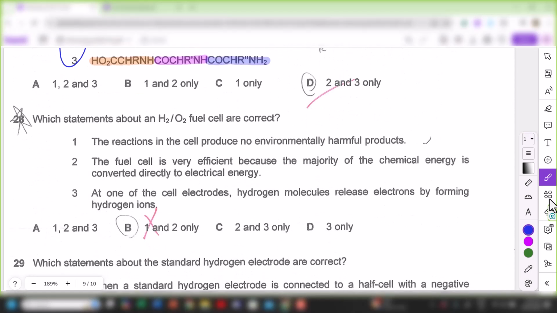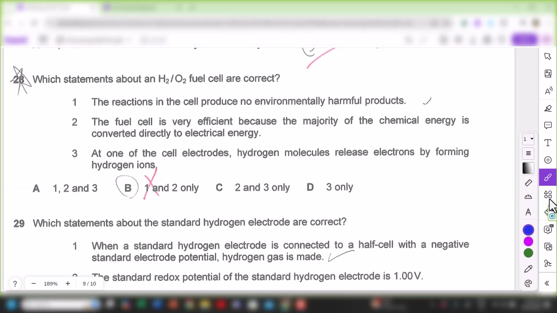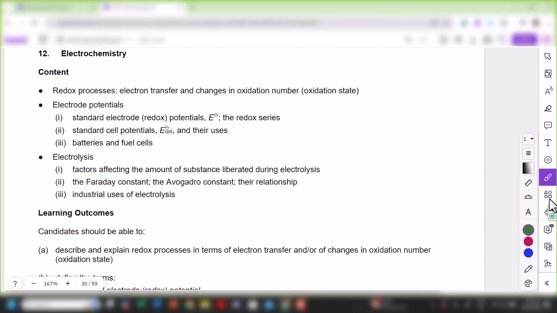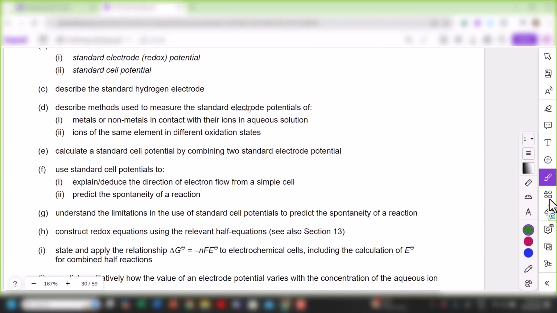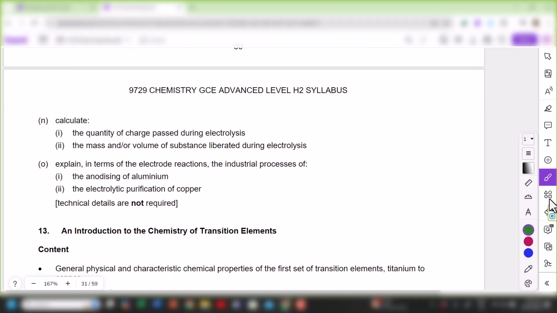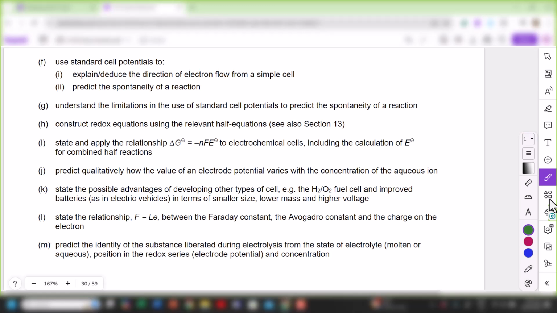Okay, 28. Which statements about hydrogen oxygen fuel cells are correct? If you can recall, this is mostly a recall question. If you look at your learning objectives, it should be under electrochemistry. I think it should be over here. Let me see. Yep, over here.